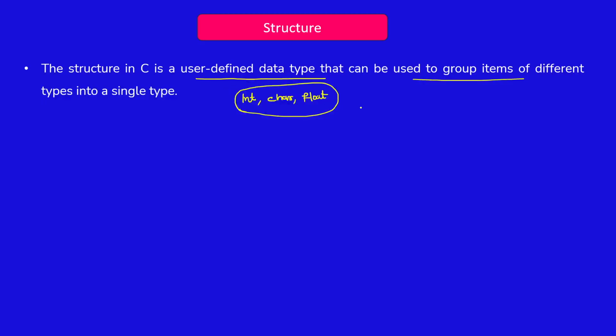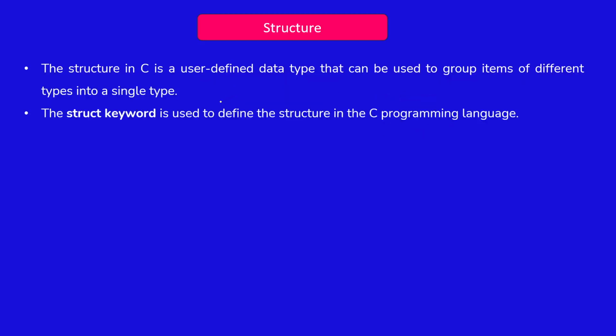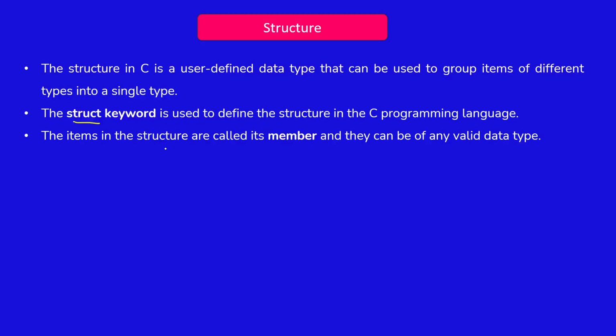Again, structure is an example of a user-defined data type. There are different data types in C: primary data type, derived data type, and user-defined data type. Structure comes under user-defined data type. The keyword struct is used to define the structure in the C programming language. The items in the structure are called members and they can be of any valid data type.